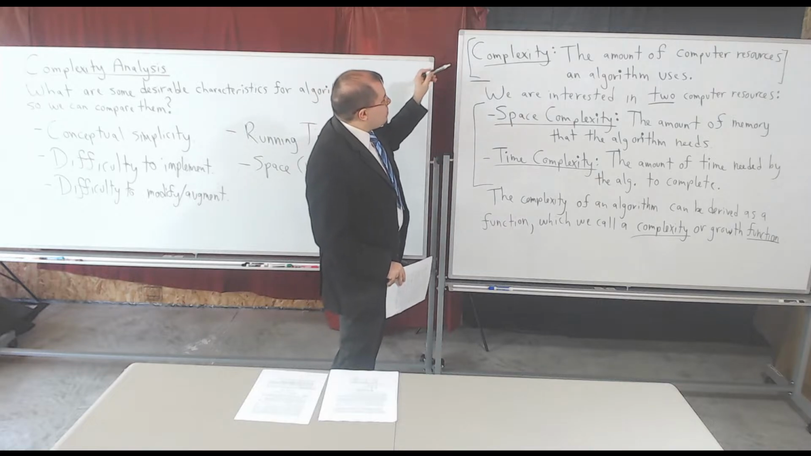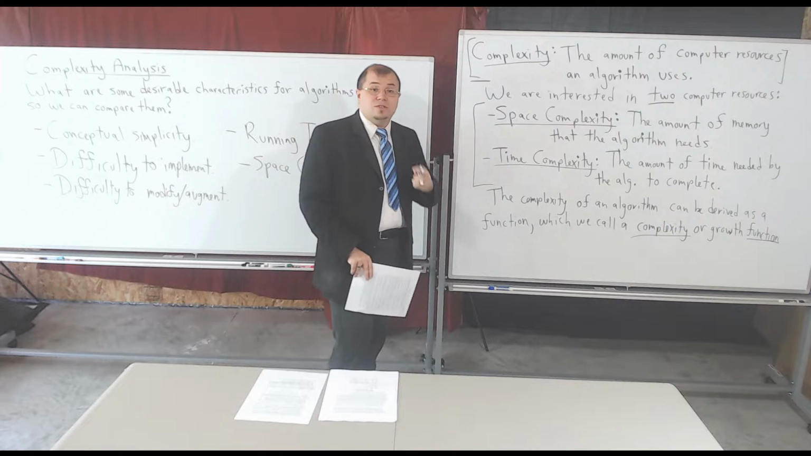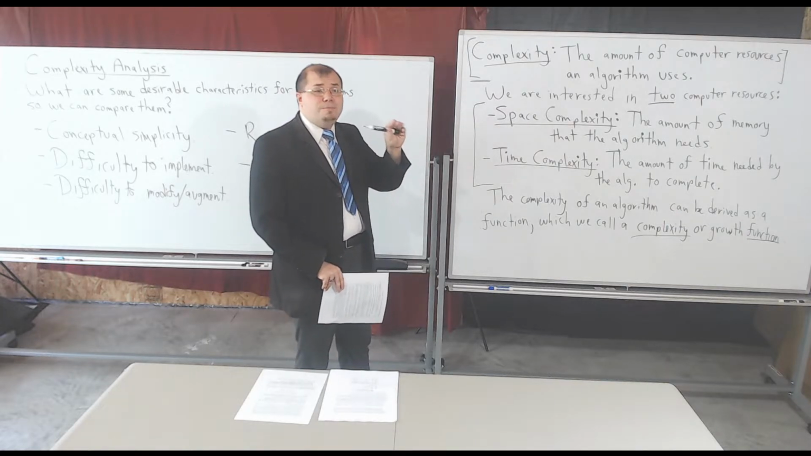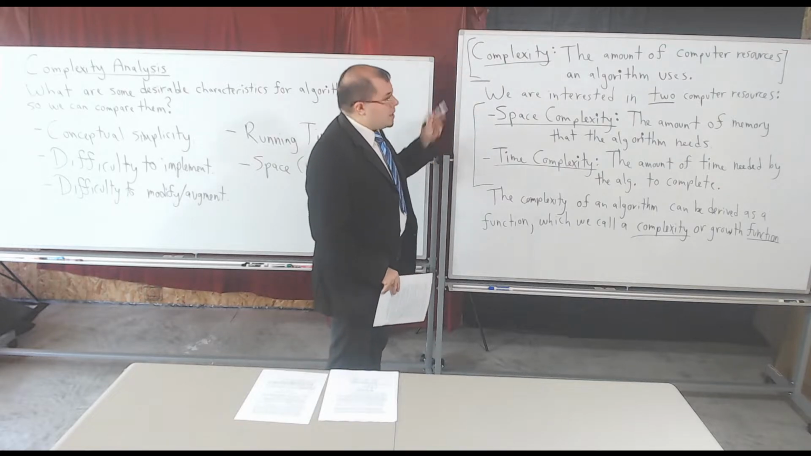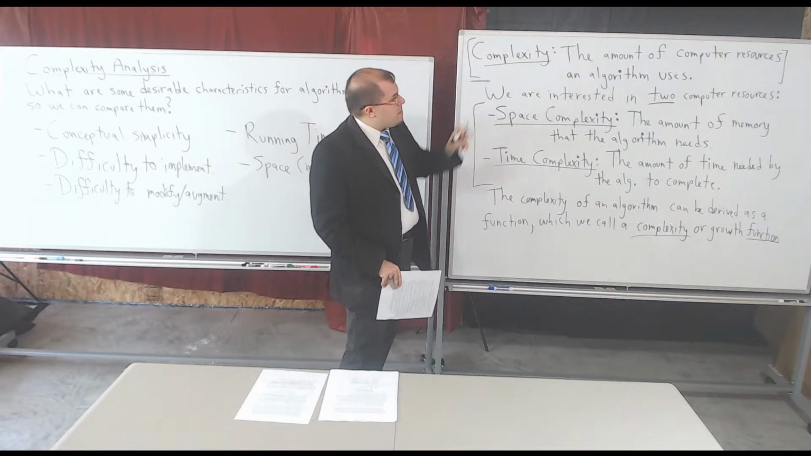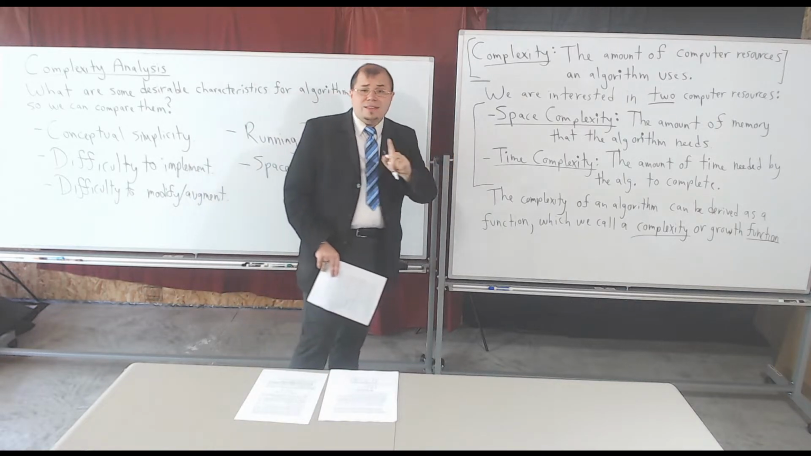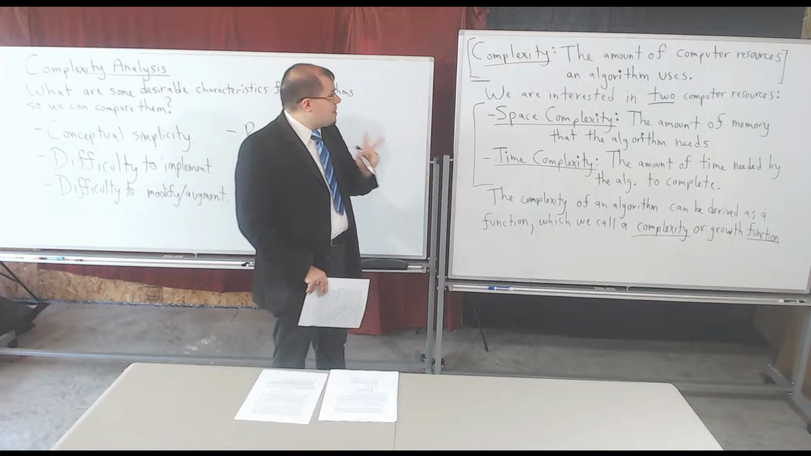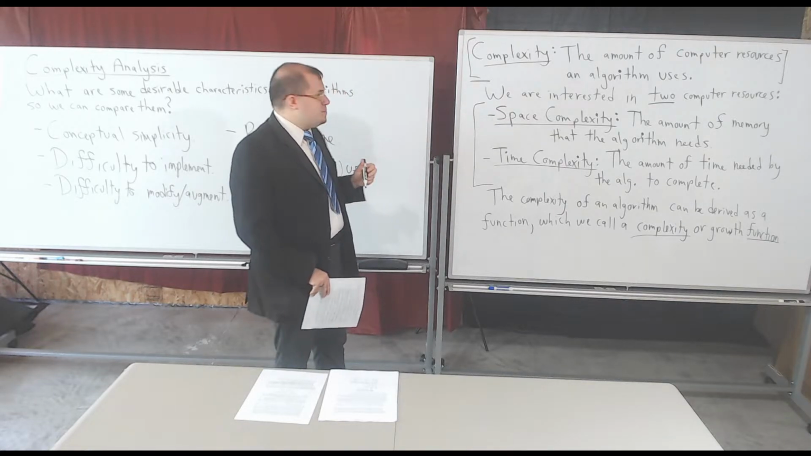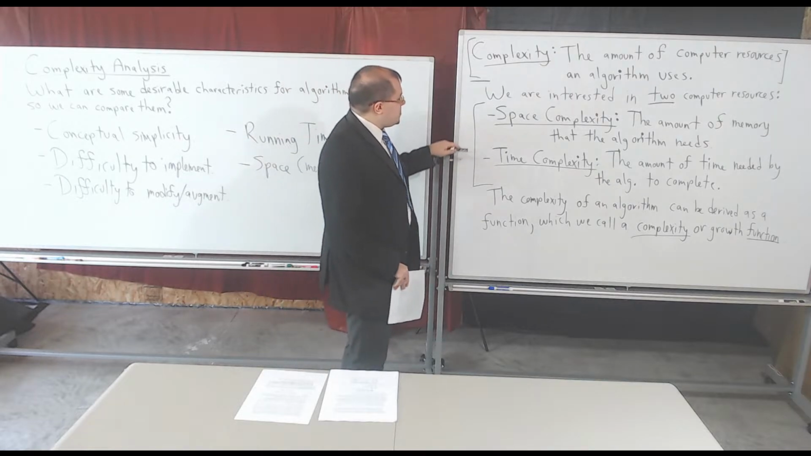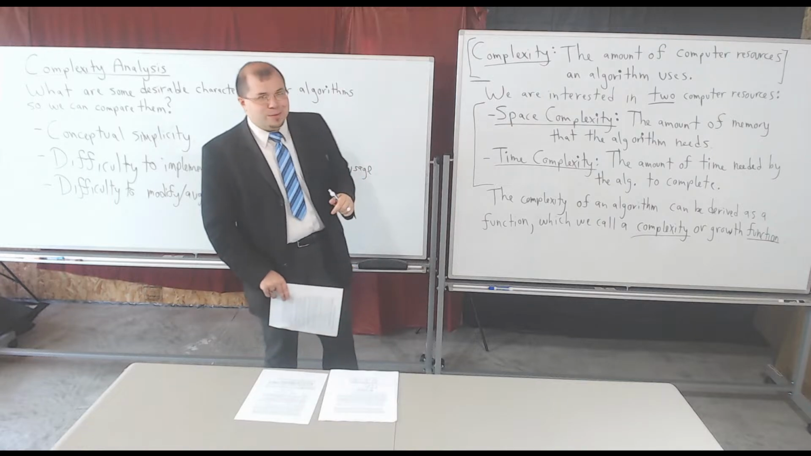The biggest thing that we're going to talk about in this class is complexity. You may have seen some of this in a previous course. However, I'm going to go much deeper than you've probably seen before. The definition of complexity is the amount of computer resources an algorithm uses. There are two kinds of complexities that we're going to be interested in this course, one more than the other, and I'll give you a very simple explanation why. The first one is space complexity. This is the amount of memory the algorithm needs.